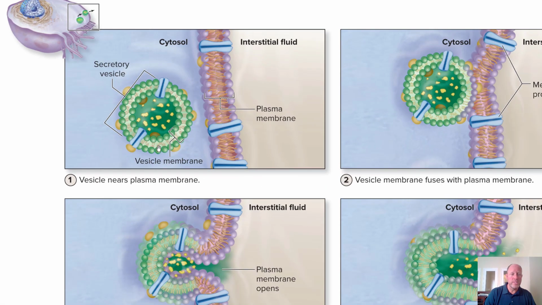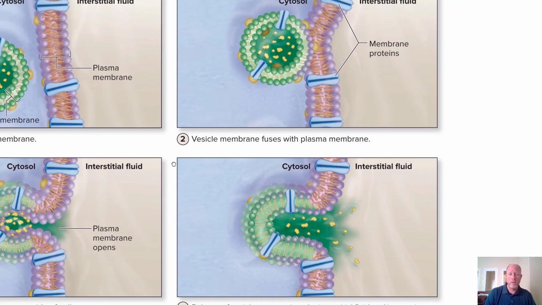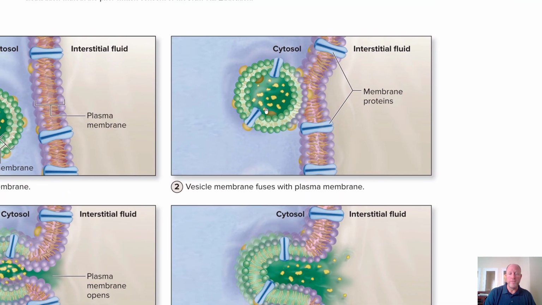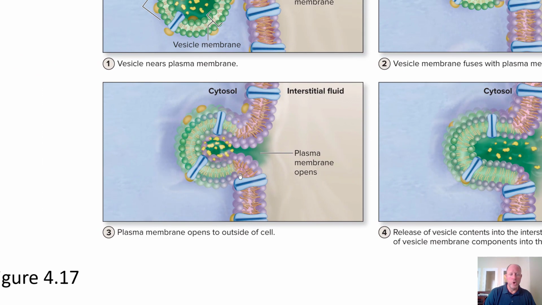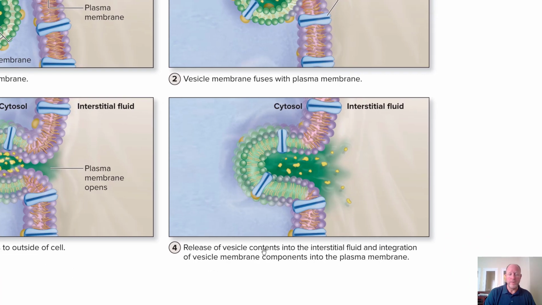So we can see here the vesicle nears that plasma membrane, okay? The vesicle membrane then fuses with that plasma membrane. That's going to open up to the outside of the cell. That plasma membrane opens itself up to the outside of the cell, and that releases the vesicle contents into the interstitial fluid and integrates the vesicle membrane components into the plasma membrane.